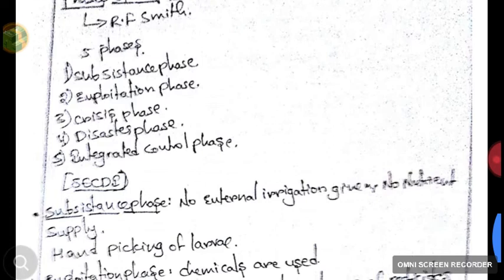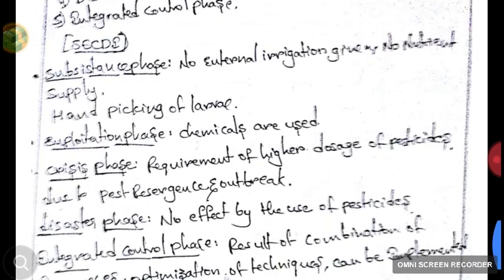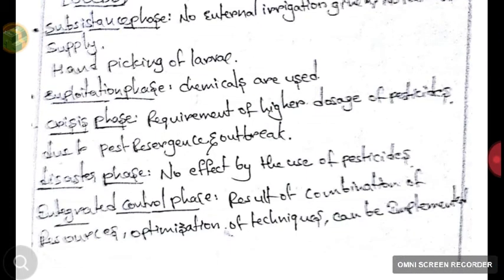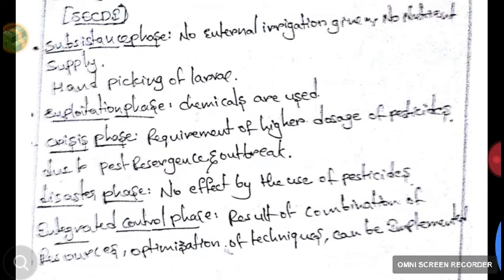S refers to subsistence phase. What do you mean by subsistence phase? In subsistence phase, no external irrigation was given, no insecticides were used, no pesticides were used, no nutrient supply was given to the crop. In subsistence phase, it is mostly used by ancestors or the traditional farmers.